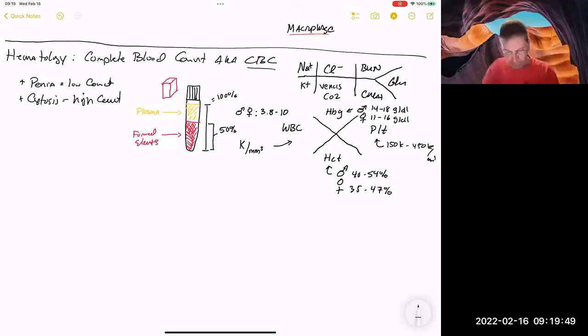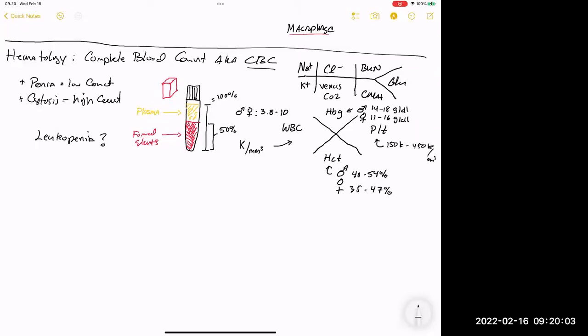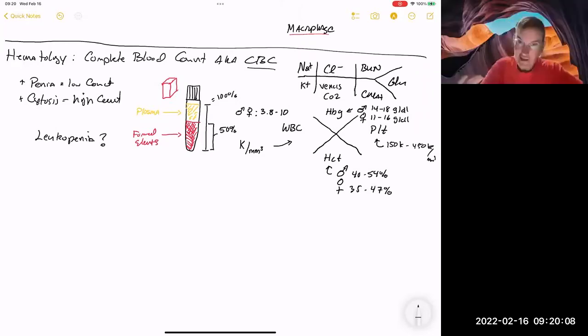So for example, if somebody has leukopenia, what does that mean? What does leukopenia mean? A low white blood cell count. A low white blood count. So a white blood count generally less than 3.8. Whereas on the other hand, leukocytosis would be an elevated white count above 10,000, 10 or 11,000 cells, right?